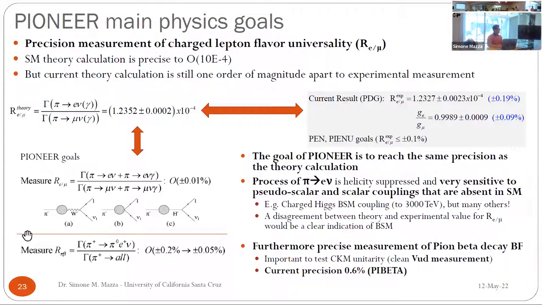And then the other measurement that we plan to do is to measure the pion beta decay branching fraction very precisely, again going down by an order of magnitude, because the current precision is about 0.6%, and we want to go to 0.05%. And this is, again, very important for the CKM matrix unitarity.